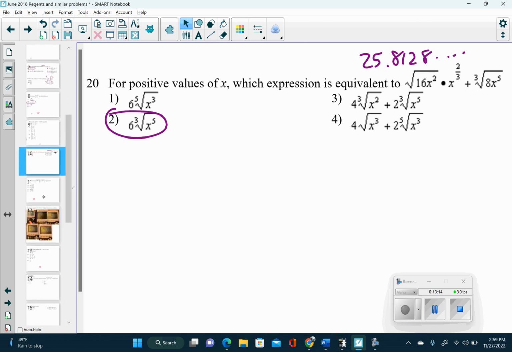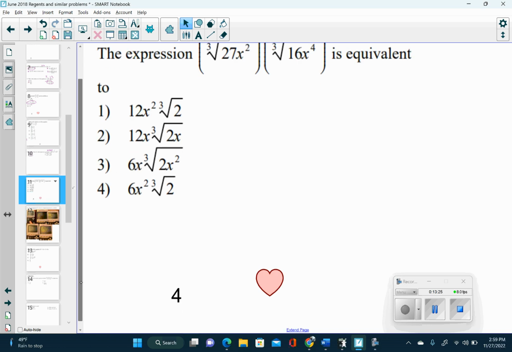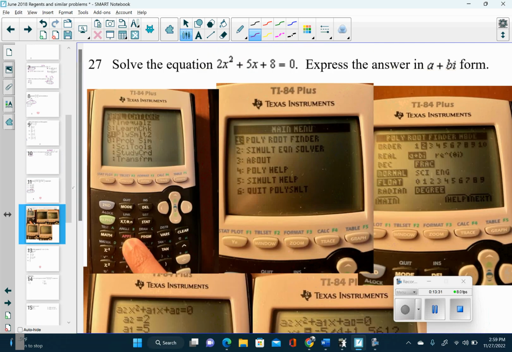Pretty straightforward. Go ahead and try this one on your own. Pause the video and give it a shot. And you should get choice 4, which is this one right here, is equivalent. Okay. For the next one, I had to do a whole bunch of calculator shots because my calculator did not have this function. So it says solve 2x squared plus 5x plus 8.